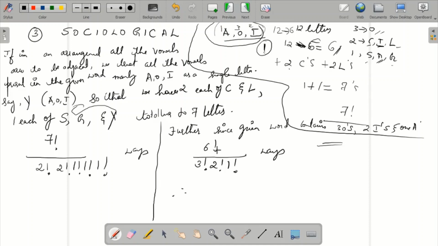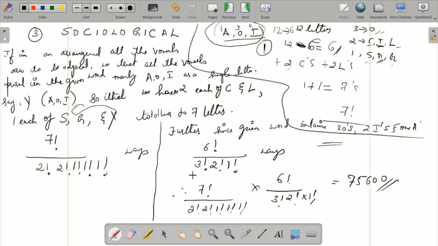Okay, so therefore the total number of arrangements of the vowels when they are adjacent is nothing but 7 factorial divided by 2 factorial, 2 factorial, 1 factorial, 1 factorial, 1 factorial, into 6 factorial divided by 3 factorial, 2 factorial into 1 factorial. So the answer is 75600.